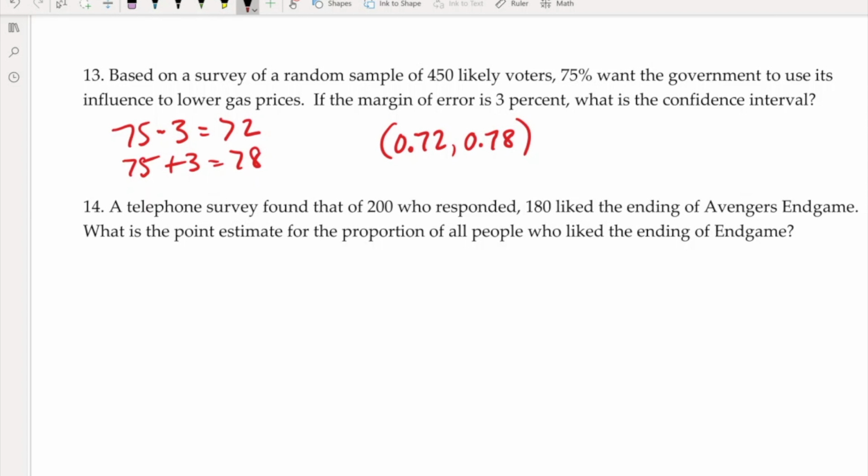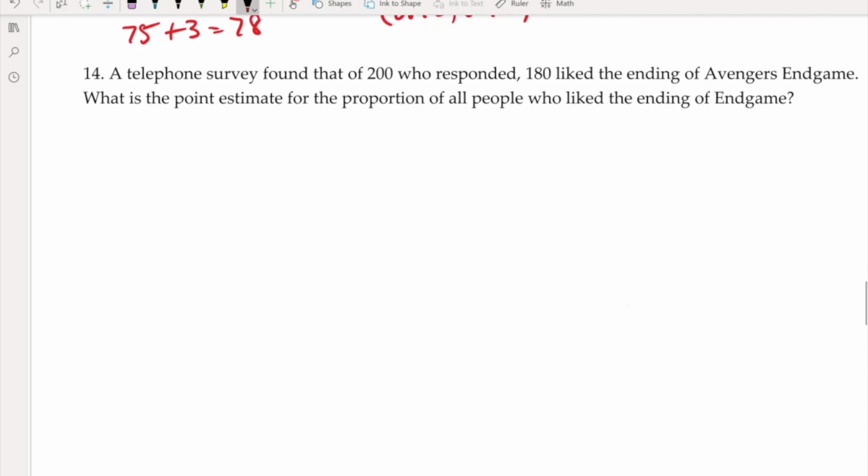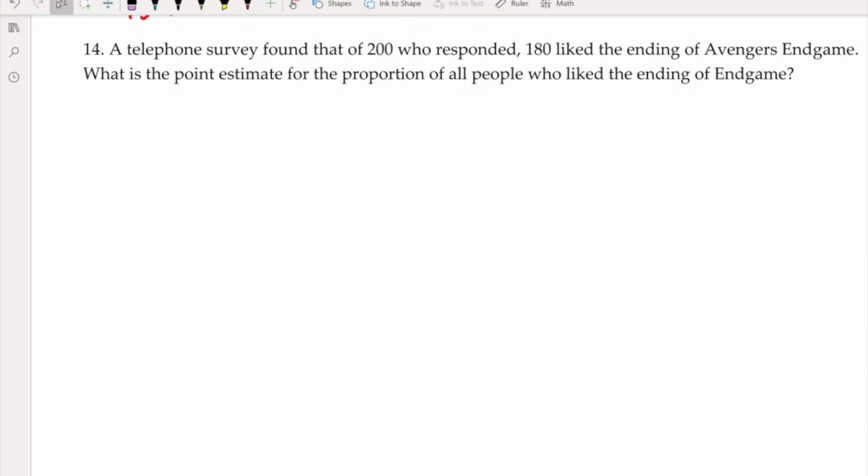14. A telephone survey found that of 200 who responded, 180 liked the ending of Avengers Endgame. What is the point estimate for the proportion of all people who like the ending of Endgame? Well, that would be exactly the fraction we get from the sample. That's what a point estimate is. It's always an estimate from the sample.